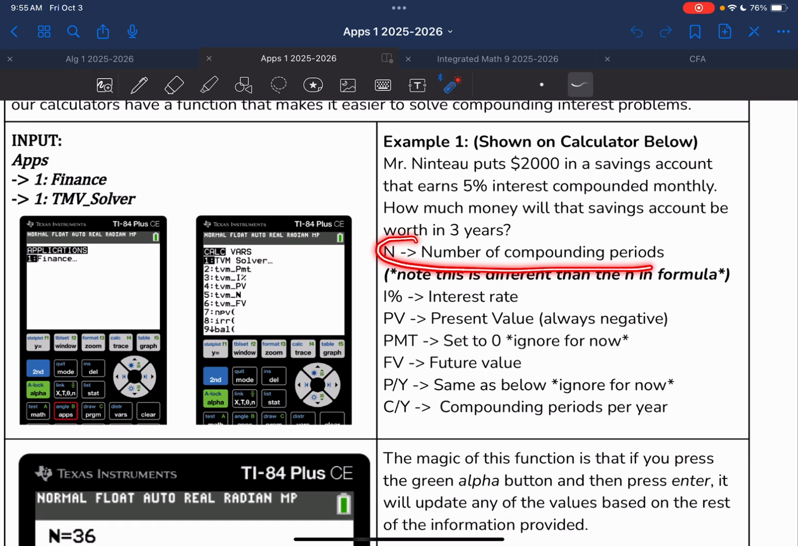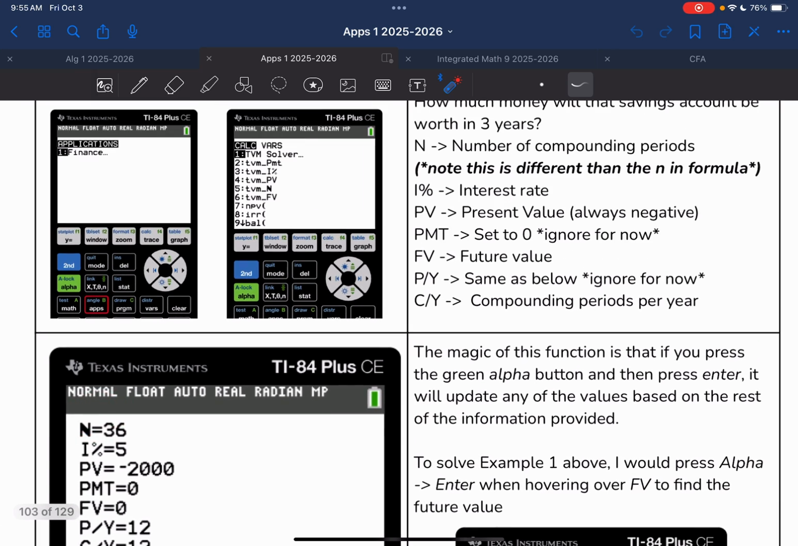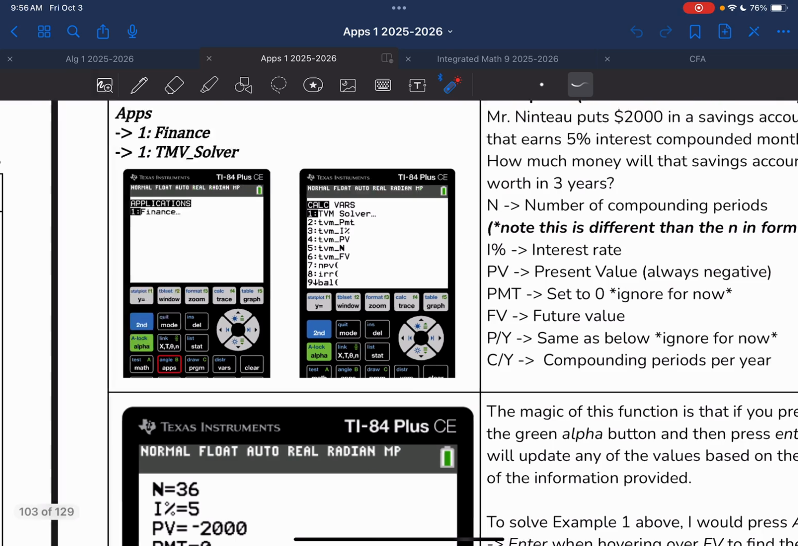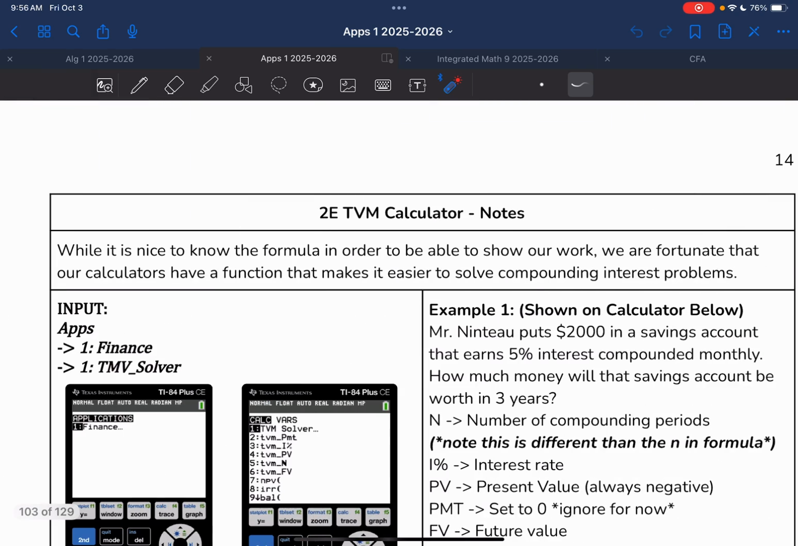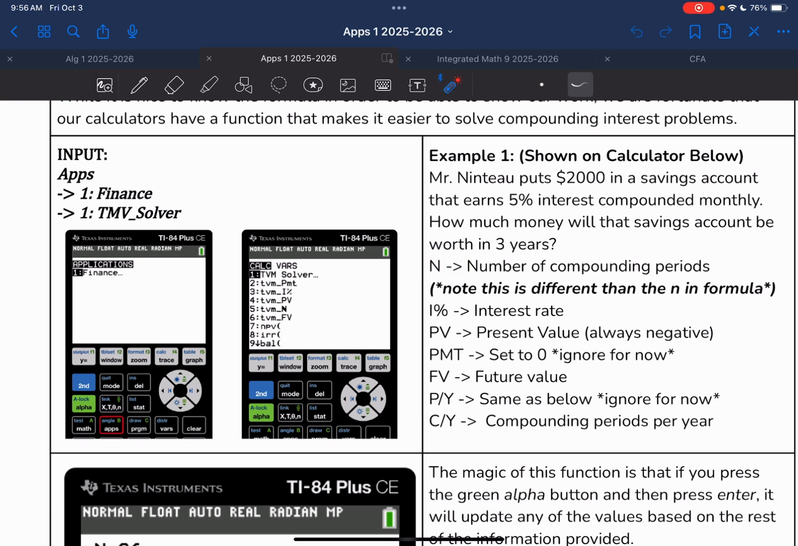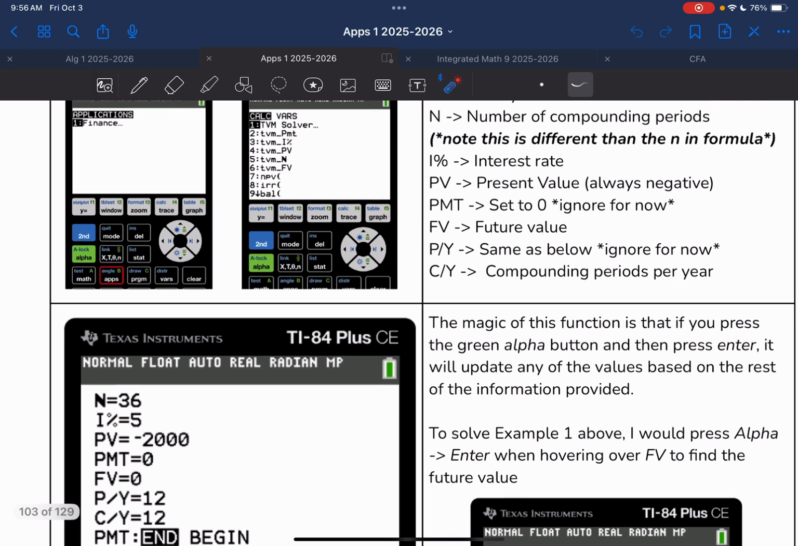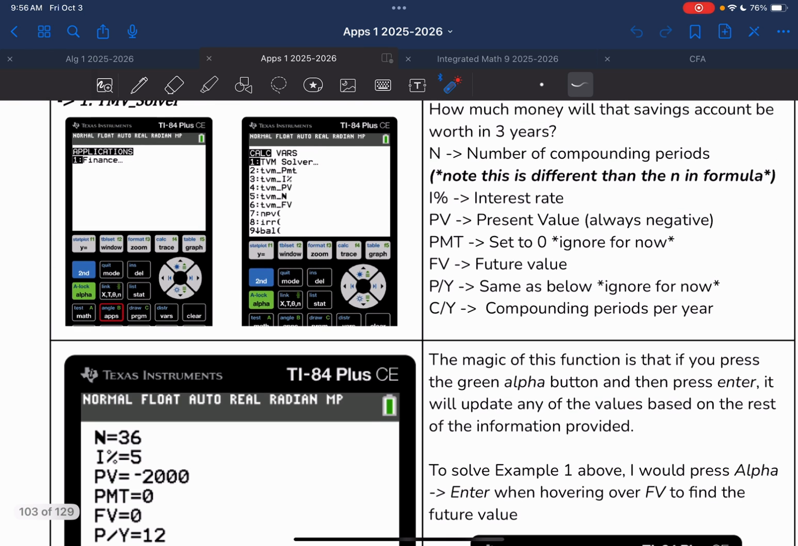So the first one you'll see is n, and we have to be careful here because this is a different n than what is in the formula. So in the formula, n was years, but when you're using this, n is compounding periods. So that's the whole exponent. That's k times n in the formula is what we're just putting for n here. So for example, if we have 3 years compounding monthly, in 3 years, there are 12 months in each year, meaning there are 36 total months. We put n as 36. So it's compounding periods, not years.